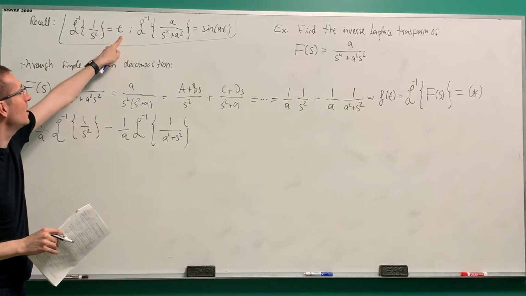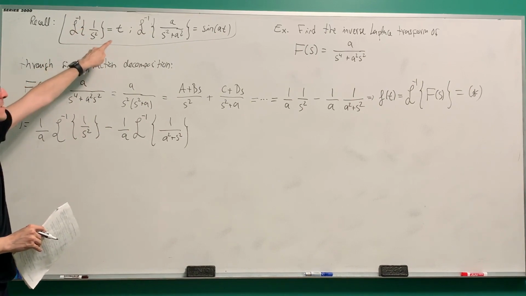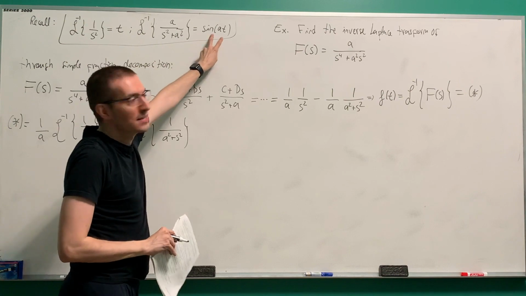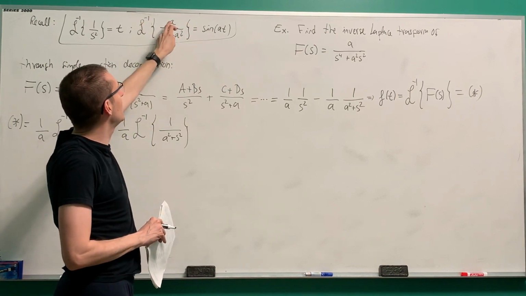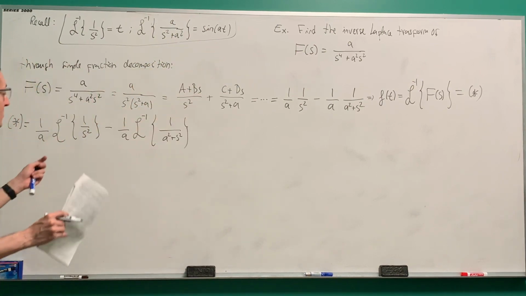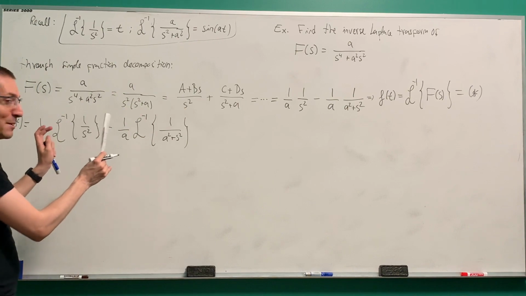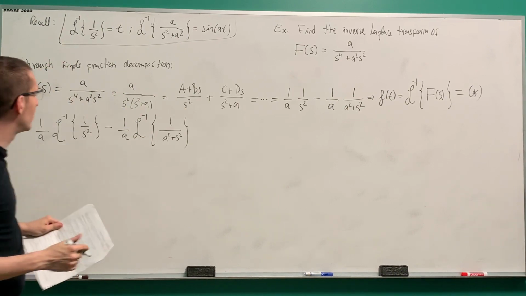Remember, the Laplace transform of t is 1 over s squared. That means the inverse Laplace transform of 1 over s squared is t. The Laplace transform of the sine is a divided by a squared plus s squared. So the inverse Laplace of a divided by a squared plus s squared is the sine. So all that we need to do is to manipulate slightly this so they look like that one. Actually, the first term is very easy.